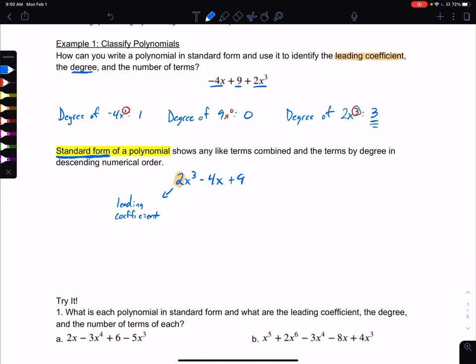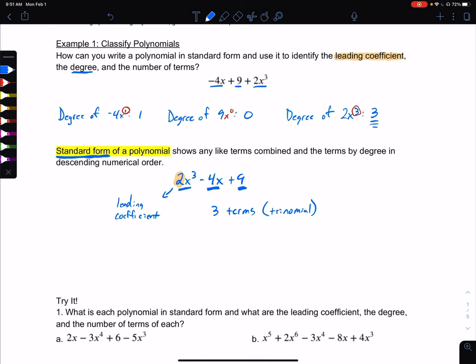Next they want to know the degrees, which we already mentioned, and the number of terms. So the number of terms is just how many separate pieces we have. So we have 1, 2, 3 pieces. So we have 3 terms. This tells us that it's a trinomial. Right, 3 terms would be a trinomial, 2 terms would be a binomial. Those are kind of your special cases.